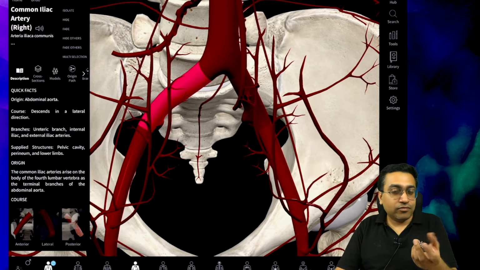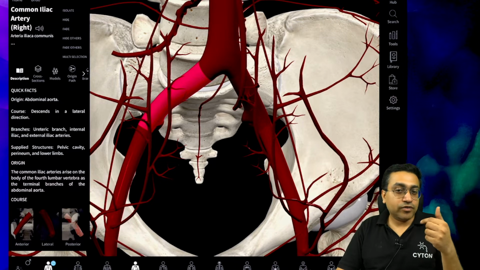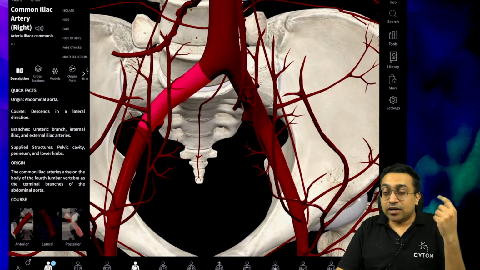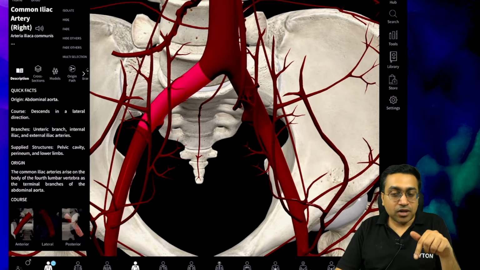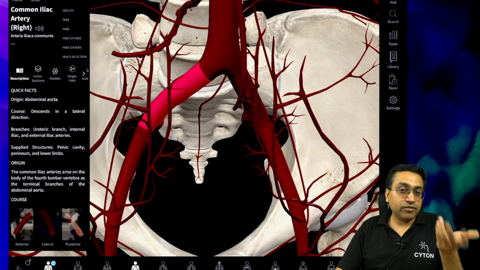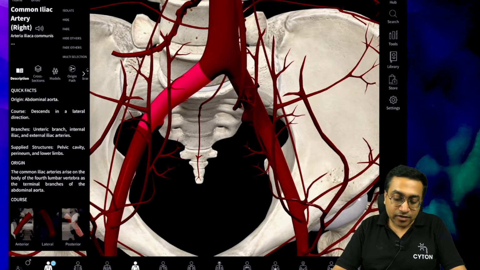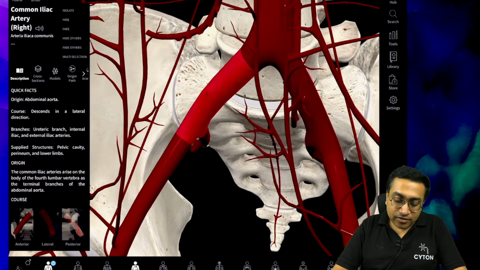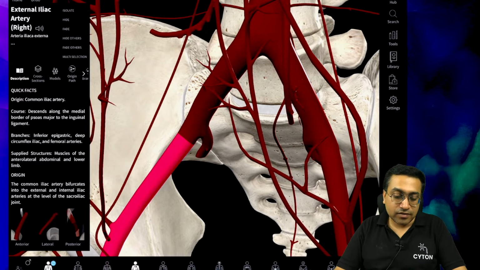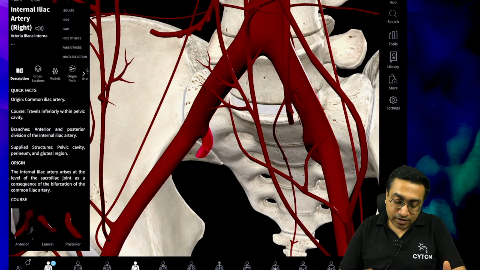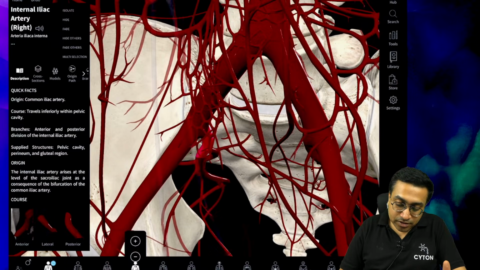Now, where is the word common used? When there is further bifurcation. You remember internal and external carotid. So similarly, common iliac will bifurcate into two further arteries, that is the internal and external iliac. So this is the external iliac and this is the internal iliac. Just let me add the branches.